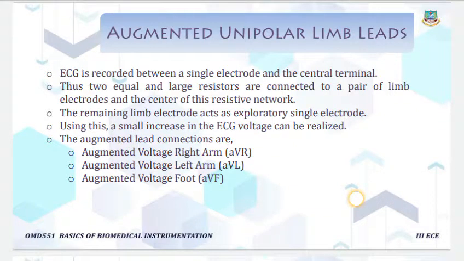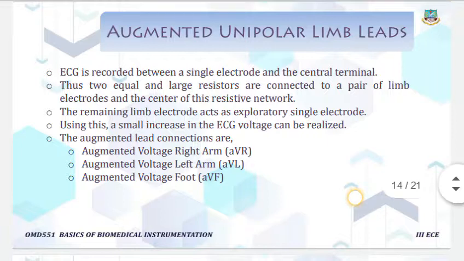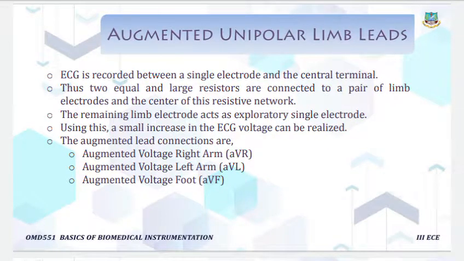Thus, 2 equal and large resistors are connected to a pair of limb electrodes and the center of this network. From the next figure you will understand it. The remaining limb electrode acts as the exploratory single electrode. Using this, a small increase in the ECG voltage can be realized. There are 3 types of augmented unipolar limb leads: augmented voltage of the right arm, augmented voltage of the left arm, and augmented voltage of the foot.